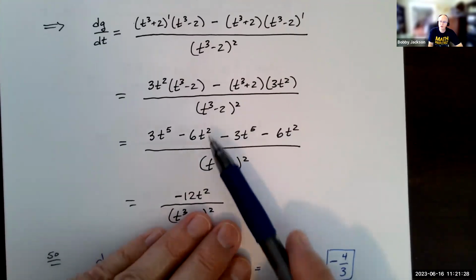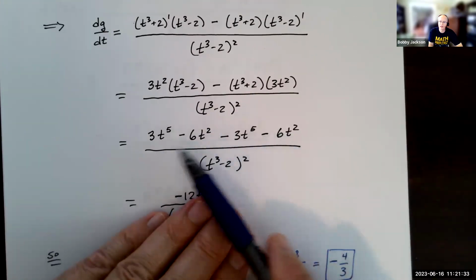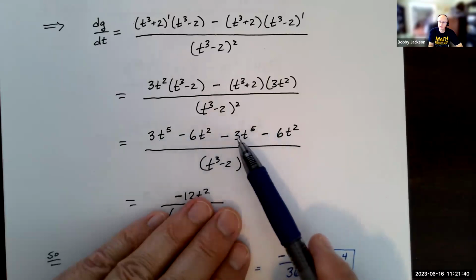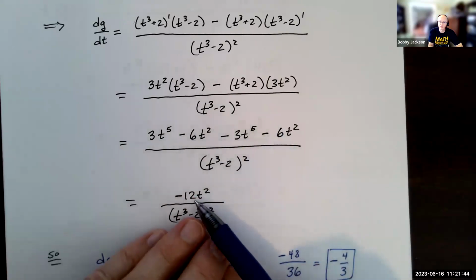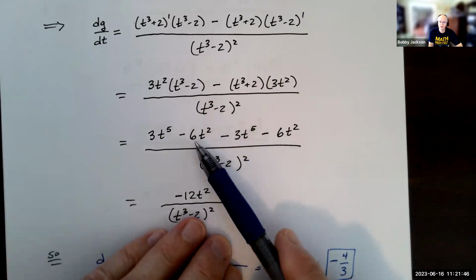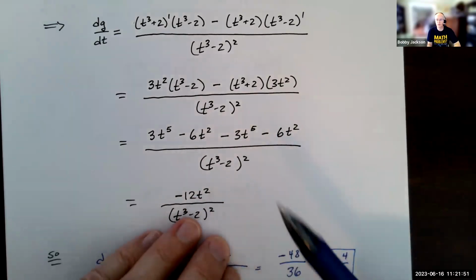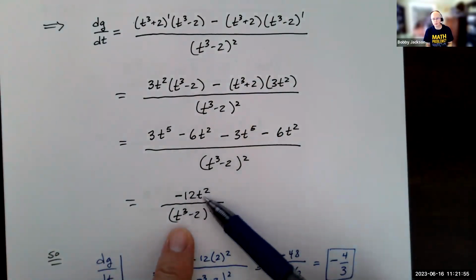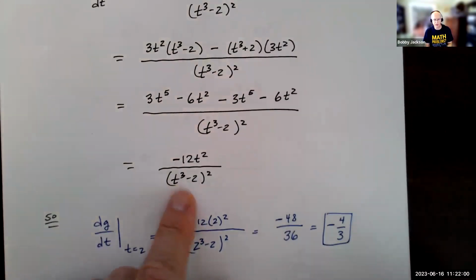The bottom, I'm not going to FOIL that out. I'm going to leave that factored, because what we would want to do is see if we can factor anything up here. But we first need to simplify up here, and it simplifies very nicely because the 3t to the 5th minus 3t to the 5th is 0, and you just have this minus this, which is -12t squared, right? 6t squared minus 6t squared, -12t squared. And that's as simplified as we can get. This is completely factored in the numerator and denominator, and so this would be the derivative.